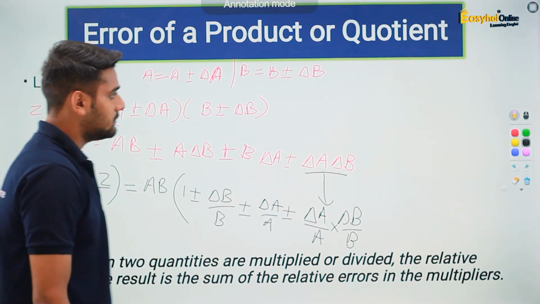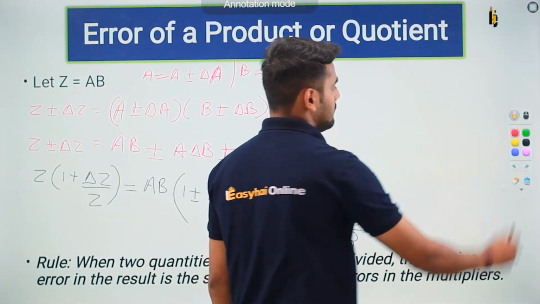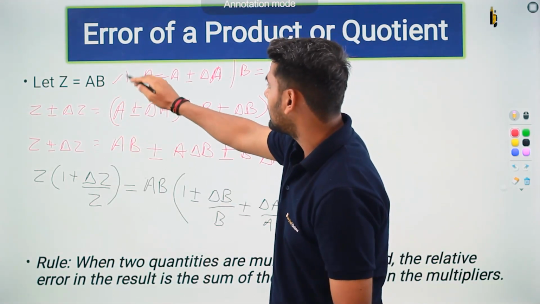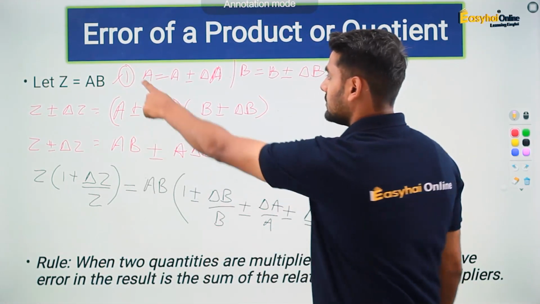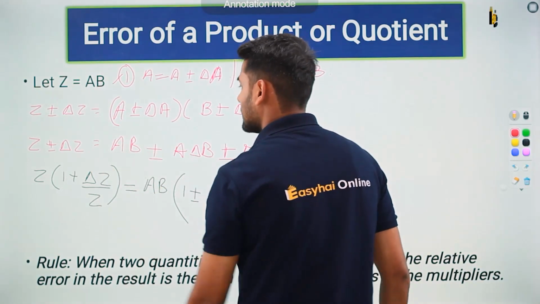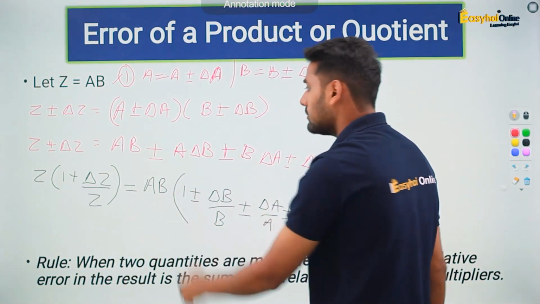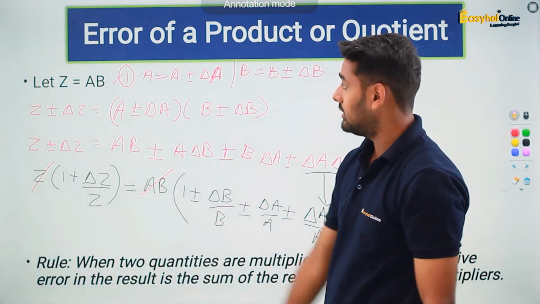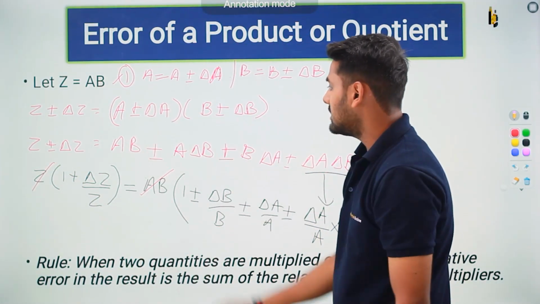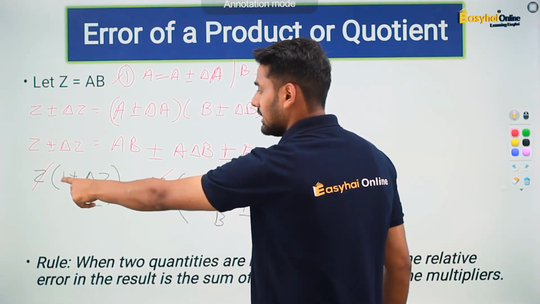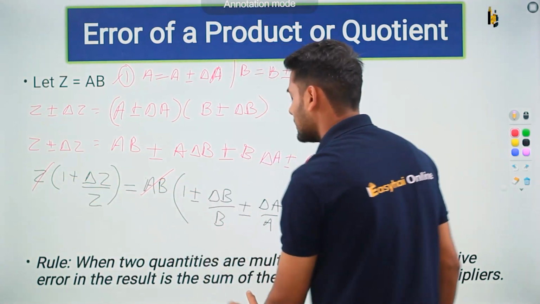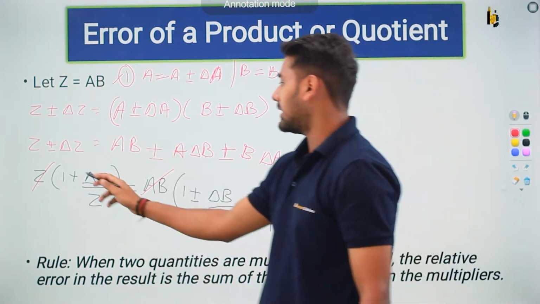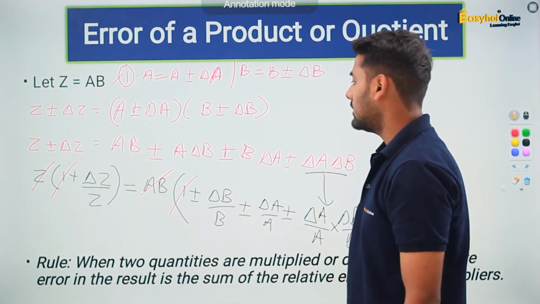So what else can we do here? Look at this, AB, and then there is Z. Let Z be equal to AB. If I say that this is equation 1, then from equation 1, both are equal to each other. Here Z, here AB, both are in multiplication. Can I cancel them out, Z and AB, from equation 1? Once I cancel that out, here I still have 1 plus delta Z upon Z on the left and 1 plus minus all of this on the right. So here 1 and 1 will also get cancelled.